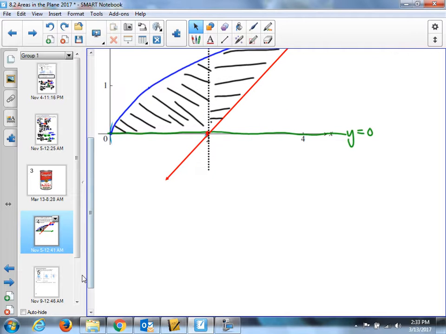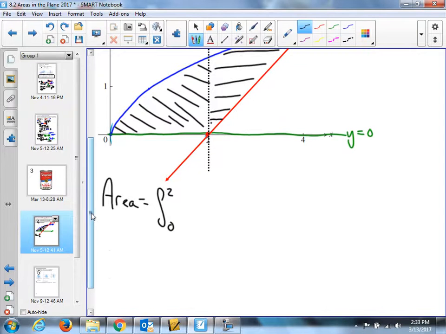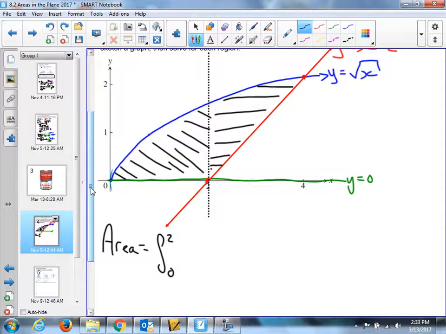Let's get this going on here. The area, in this particular case, where would I go from 0 to 2? Function-wise, we know it's from 0 to 2. What's my top function minus my bottom function? Root x. Root of x minus 0. So I'm going to just go with root x.